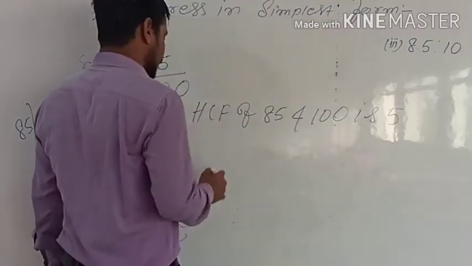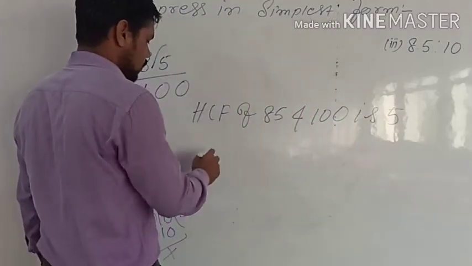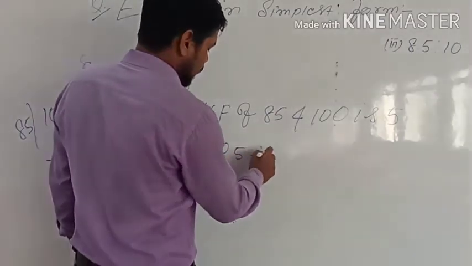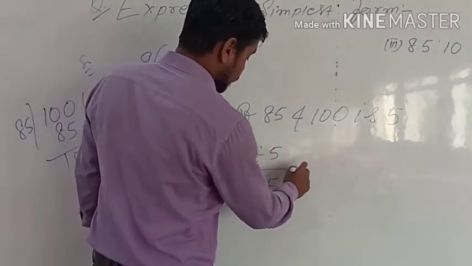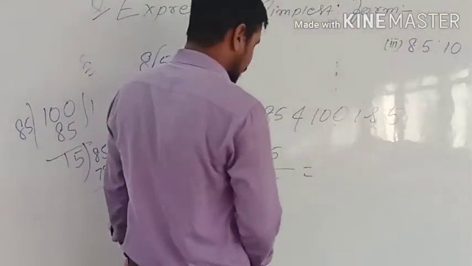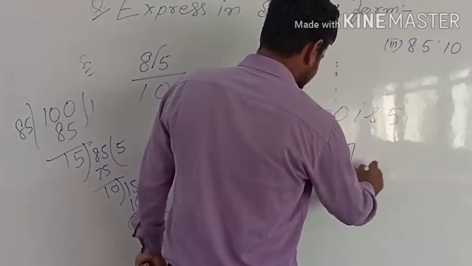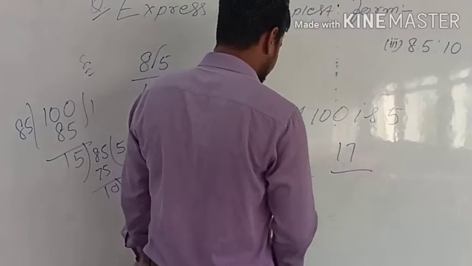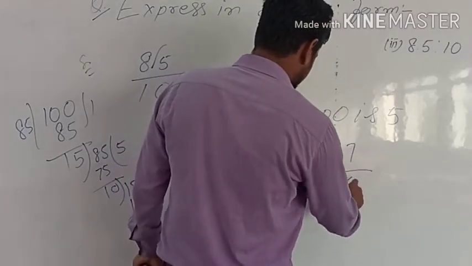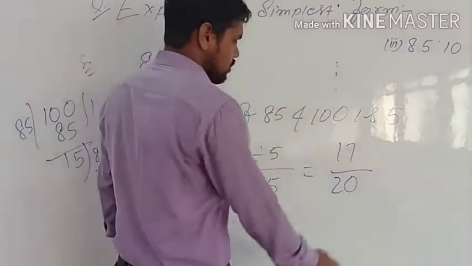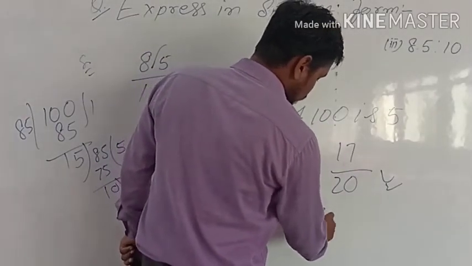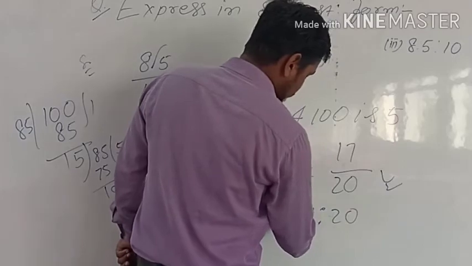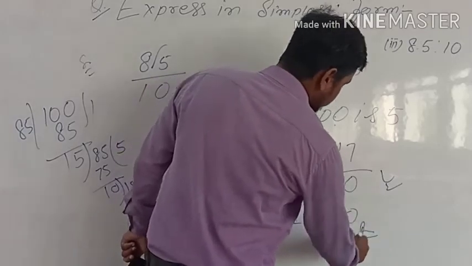So now we will divide both the numbers by 5. Okay. So 85 divided by 5 and 100 divided by 5. If you divide 85 by 5, it will be 17. If you divide 100 by 5, it will be 20. Right? So 17 divided by 20 means the ratio 17 to 20. So the ratio 17 to 20 will be the required answer.